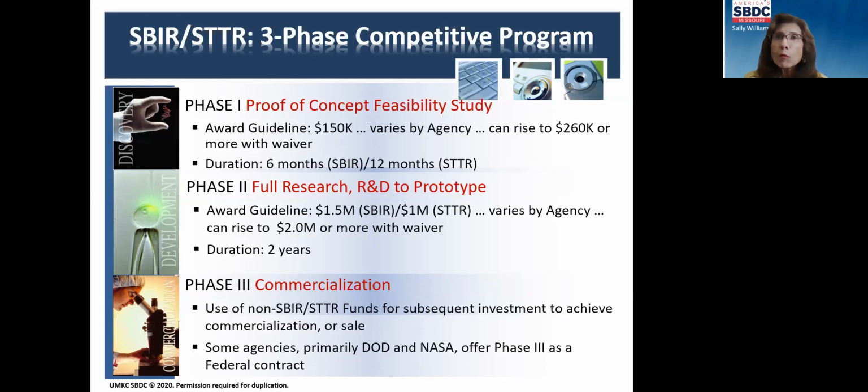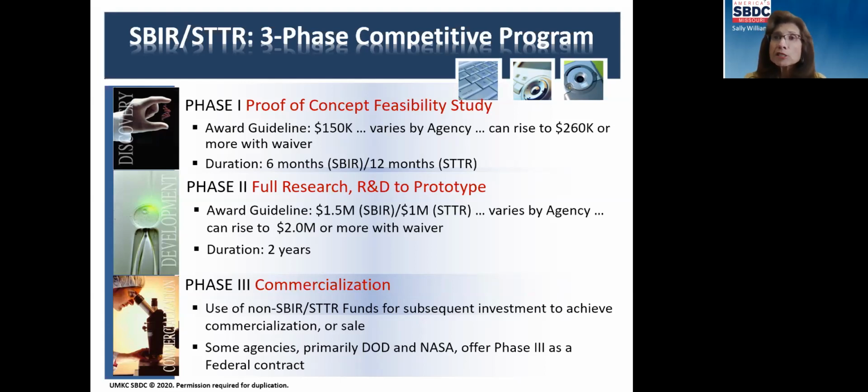Generally, awards are anywhere from $100,000 or $150,000 up to around $260,000. Right now, the NSF maximum award is $256,000, and I think the NIH one is right around that same number. But there also can be waivers. For example, I have a client who is doing pharmaceutical research and their phase 1 SBIR was $400,000 in funding. So phase 1 is about 6 months.